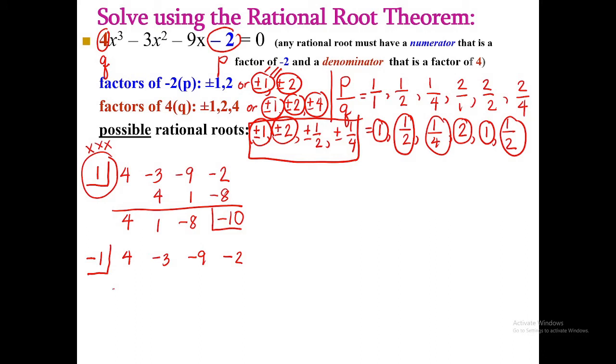Then, let's do synthetic for negative 1. Bring down 4. Let's multiply. We get negative 4. You add, that's negative 7. Multiply, this is 7. You have negative 2. This is 2, and we have a 0 now. So, take note. We have our first root. What is our first root? It's negative 1. How do you write negative 1 as a factor? X plus 1, sir. Let's write it here: x plus 1. So take note that we have the factor x plus 1. What are you going to do with 4, negative 7, and negative 2?